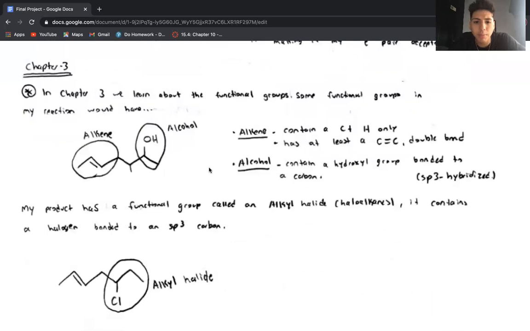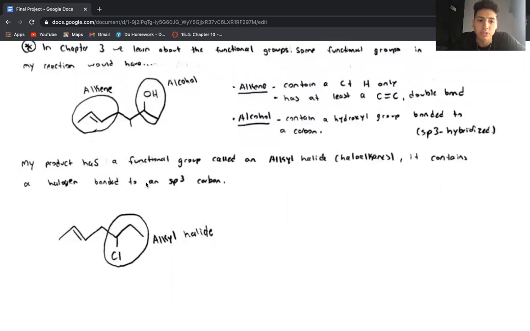In chapter 3, we learn about the functional groups. Some functional groups in our reaction would have an alkene and an alcohol for my reactant. This is my reactant for my reaction group. An alkene contains C and H only, and it also contains a double bond. An alcohol contains a hydroxyl group bonded to a carbon. Also, it's sp3 hybridized.